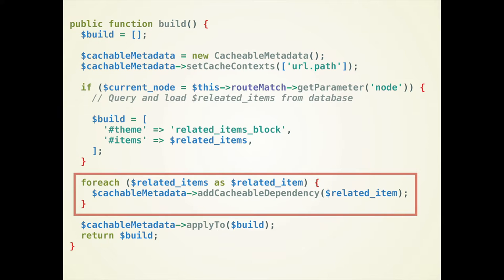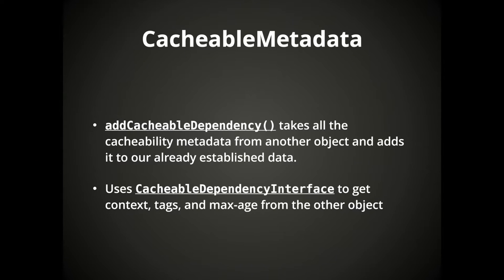And this is where having this object, instead of just specifying the cache keys, actually makes a lot of sense. Because cacheable metadata provides a method called addCacheableDependency. We'll cover what that does real quick. Cacheable dependency takes all the cacheability metadata from an object, such as a node in this case, and it adds it to our list of data that we've already accumulated.